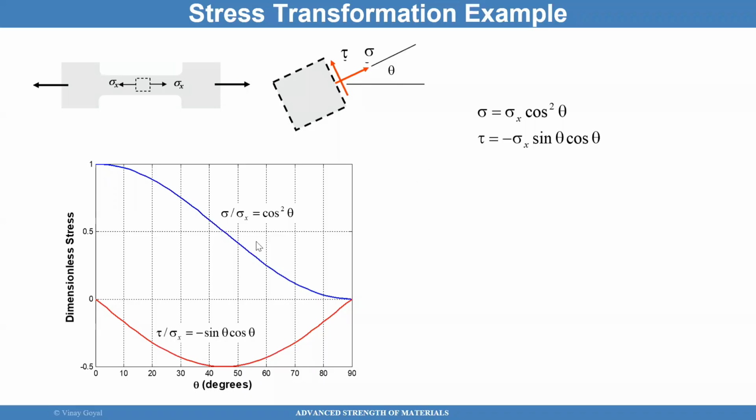So I can plot how sigma divided by sigma xx looks like when theta is varied from 0 to 90. And when you find this, the stress will be equal to sigma xx at the beginning when theta is 0, which makes sense when it's not slanted. And then it will drop. While the shear will be 0 at the beginning, makes sense.